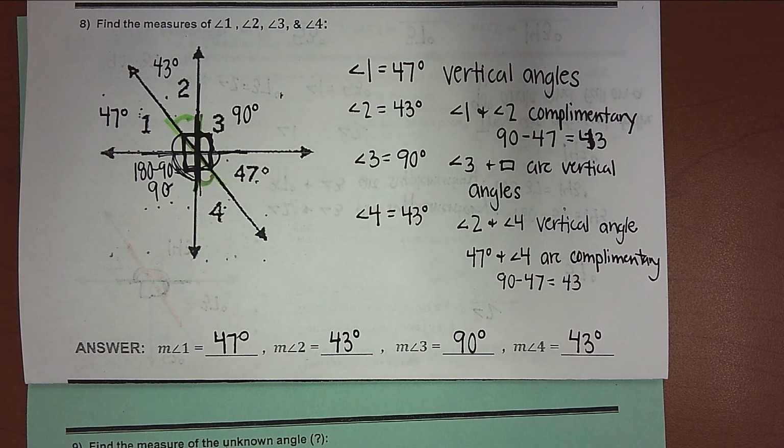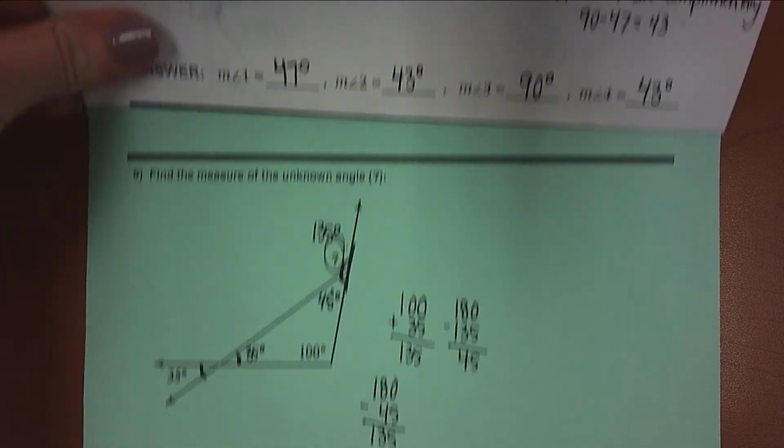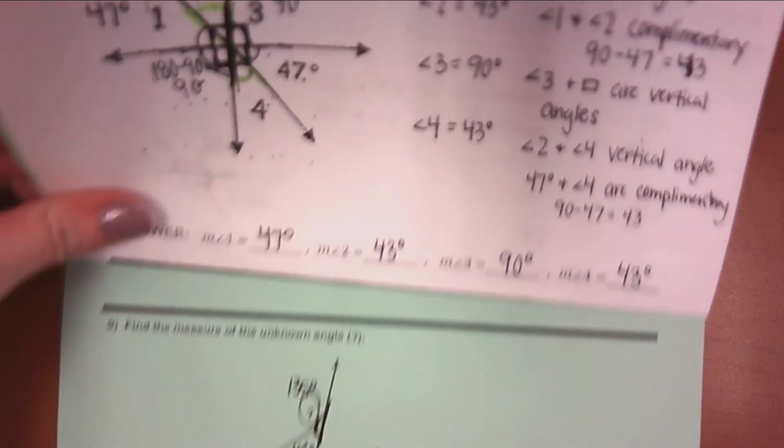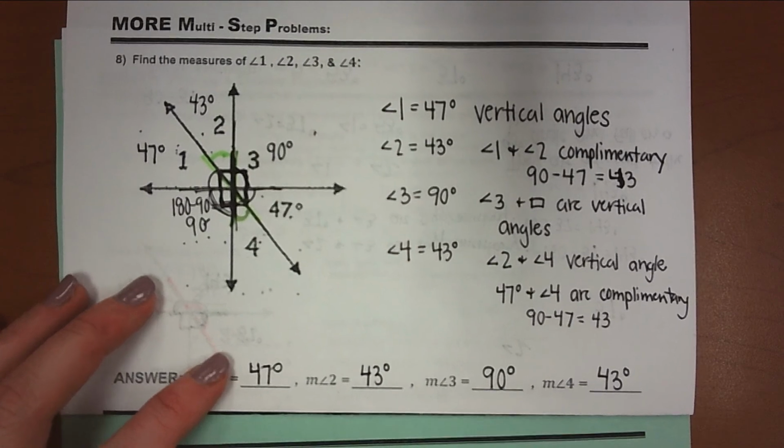And so we're going to continue working on these multi-step problems and finding missing angle measures using complementary, supplementary, vertical angles, adjacent angles, and the knowledge that we have of those, as well as the triangle angle sum theorem, like we did down here, to really problem solve and find some missing angle measures next time we're in class.